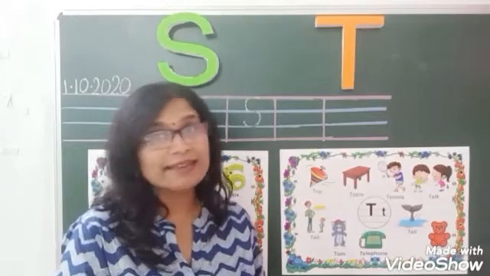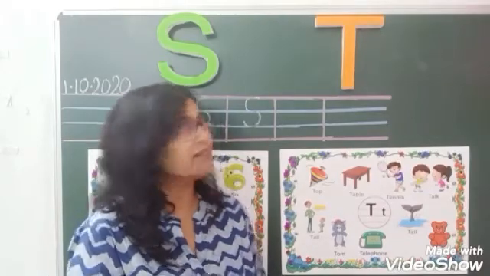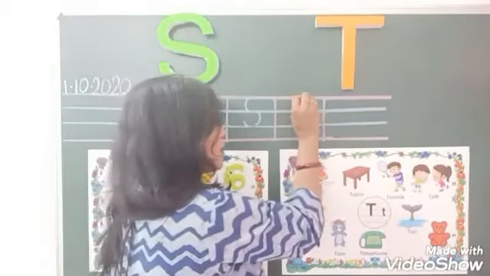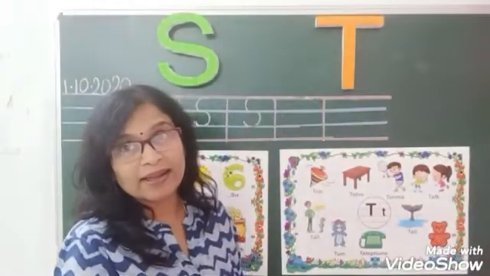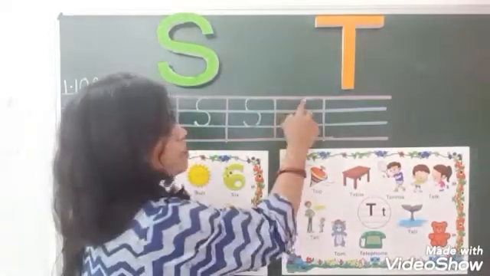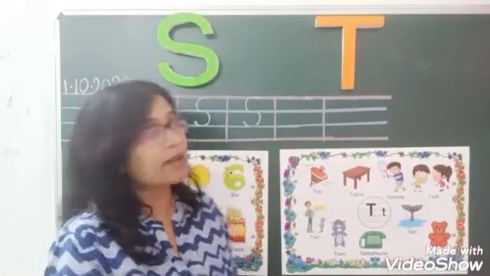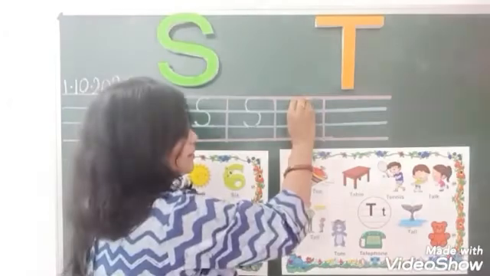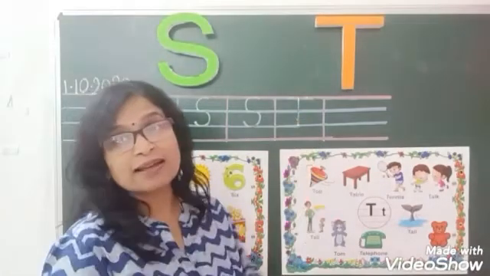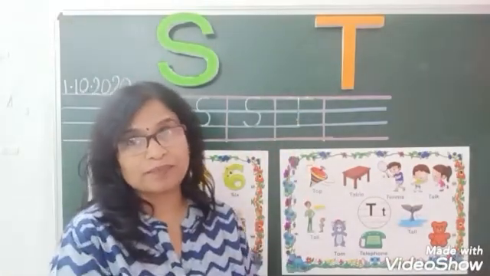And writing T is super easy, children. See? A sleeping line on the red line. And from that sleeping line, from the center of that sleeping line, you have to make a standing line till the second blue line, children.